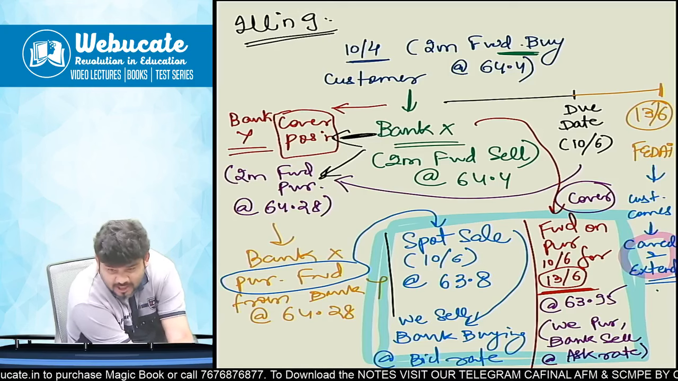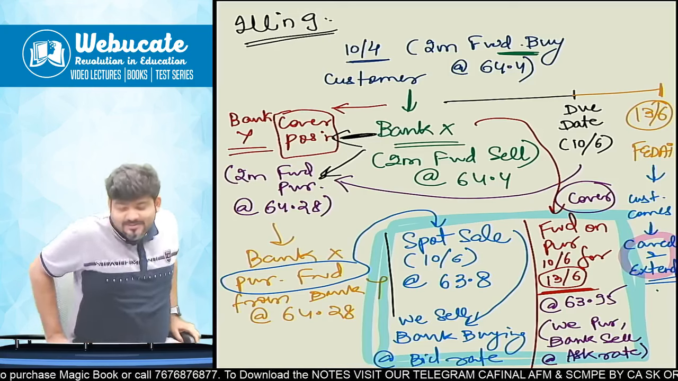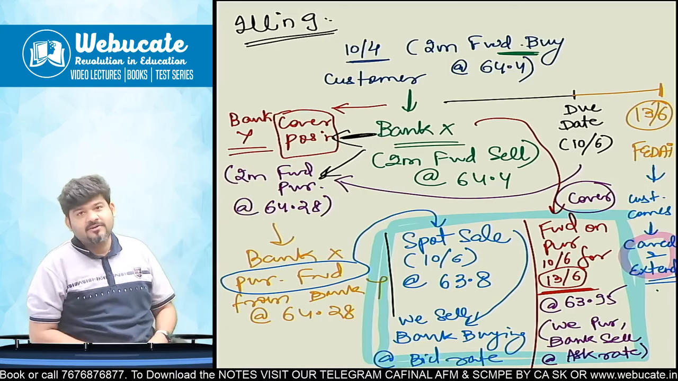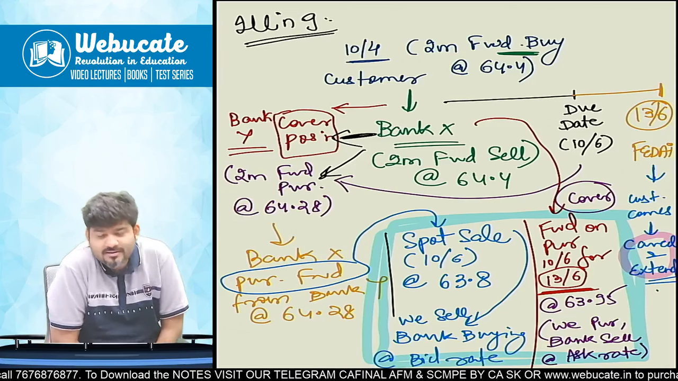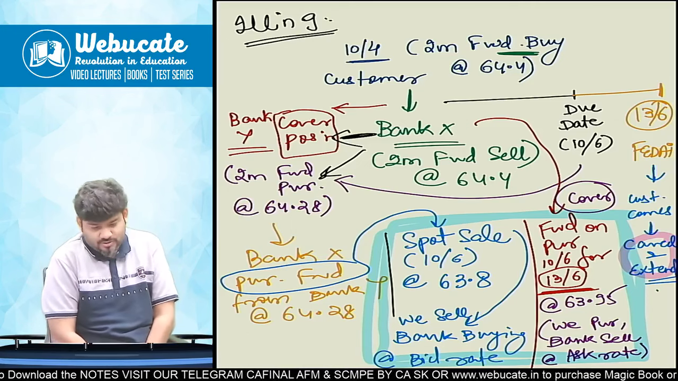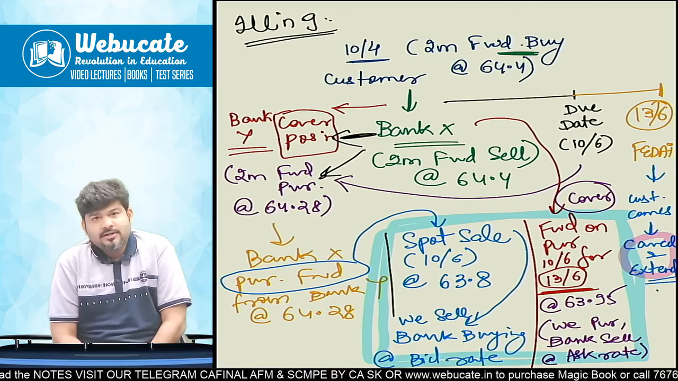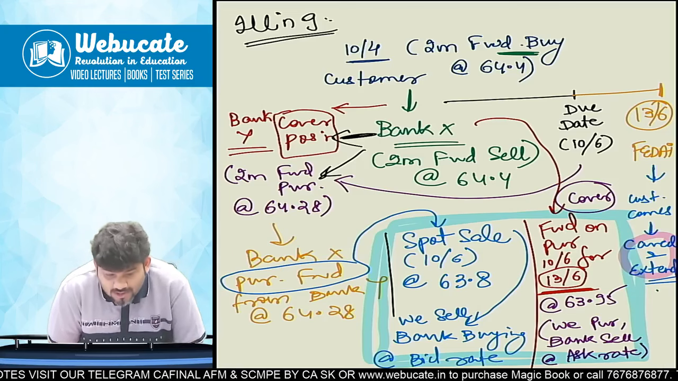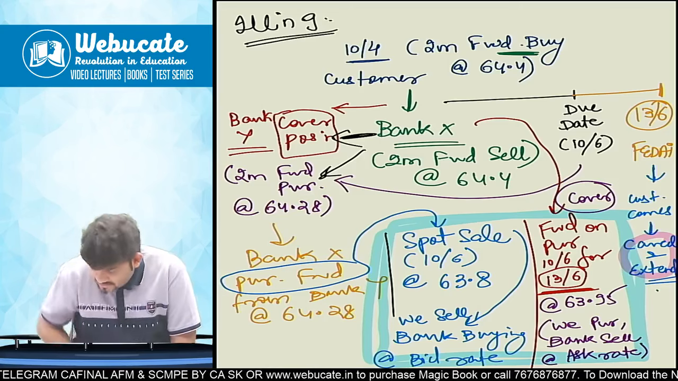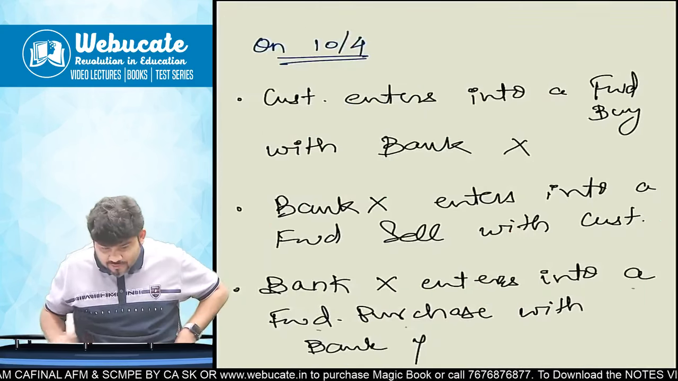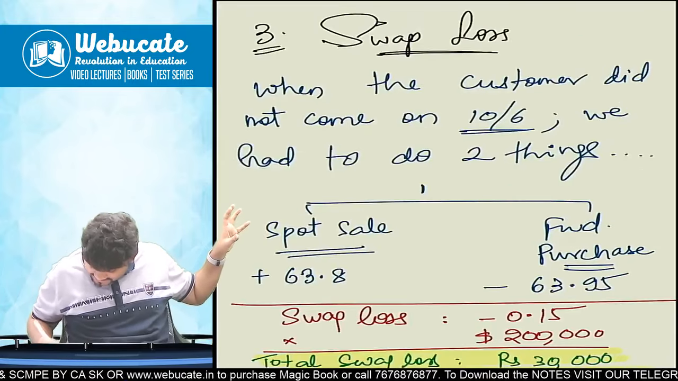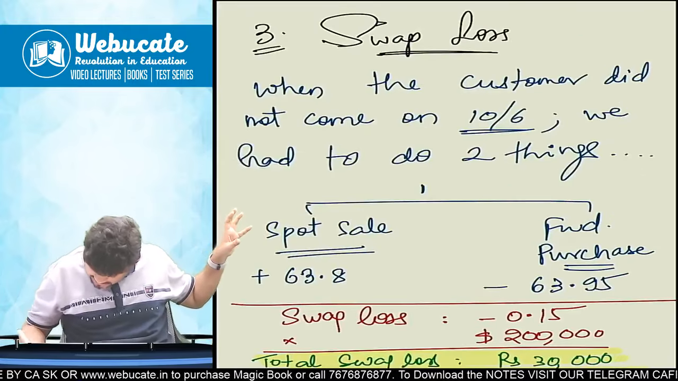So, see here, on 10th of June, because that customer did not come, I will have to purchase forward at 64.28, correct? And I sold it also at 63.8. So I got money. What about the forward purchase by bank on 10th June? Rushank, pay attention. This is that 10th June forward purchase, brother.